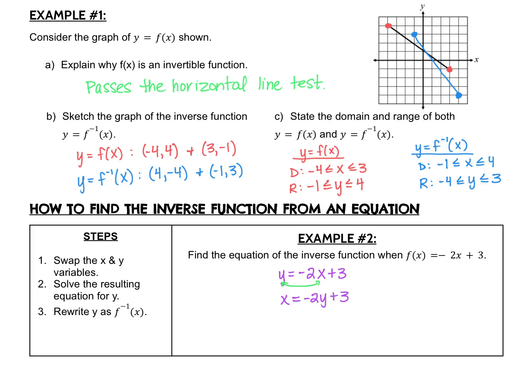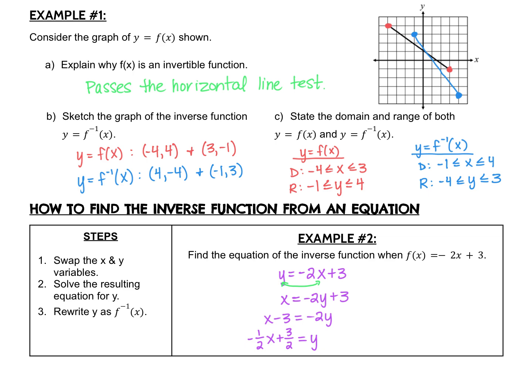So now that I have this, I'm going to solve that equation for y. So I'm going to subtract 3 on both sides. And I end up getting x minus 3 is equal to negative 2y. And then I'm going to divide both sides by negative 2. So I am going to end up having negative 1/2 x plus 3 over 2 is equal to y.